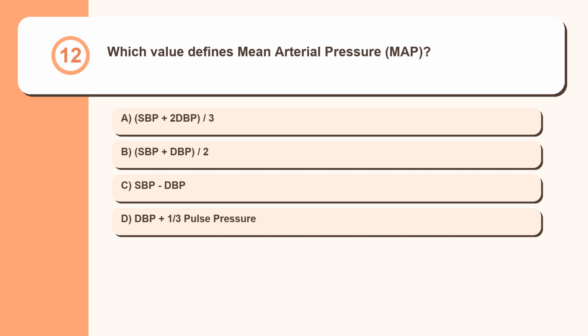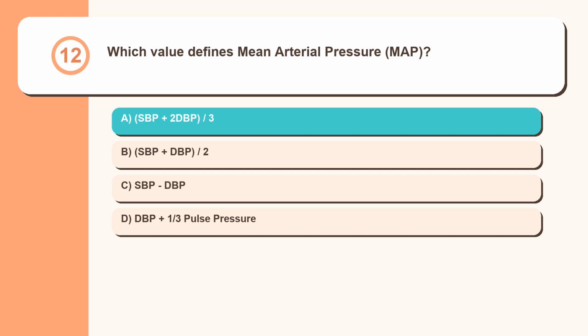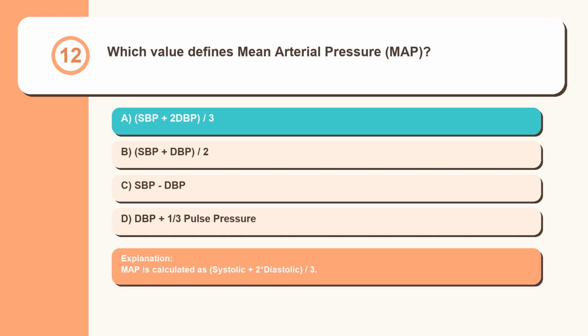Question 12. Which value defines mean arterial pressure, MAP? SBP plus 2 DBP/3, SBP plus DBP/2, SBP x DBP, DBP plus 1/3 pulse pressure. MAP is calculated as systolic plus 2 x diastolic, divided by 3.